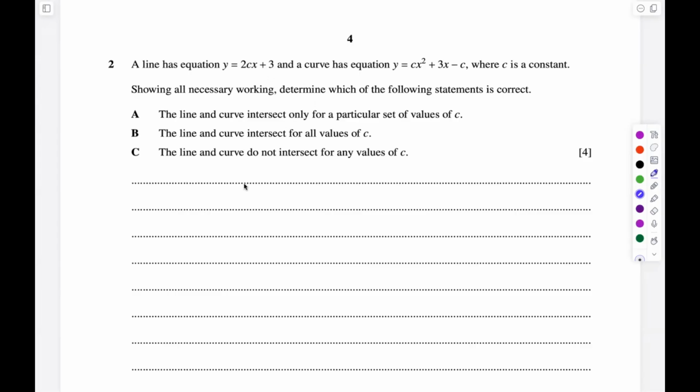Now, whenever we have an unknown constant and we want to find the points of intersection, we use the discriminant, which is b squared minus 4ac. If it is equal to 0, the answer will be A, as there's only one point of intersection when it is equal to 0. And when it is greater than 0, they intersect for all values. And if they do not intersect, this will be less than 0.